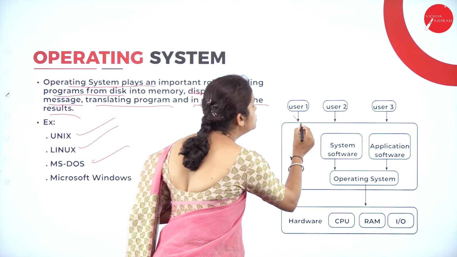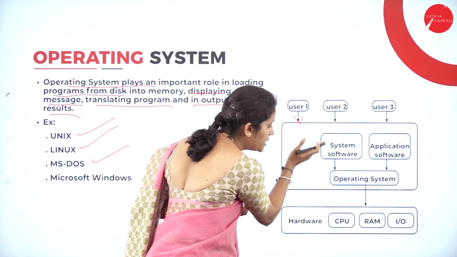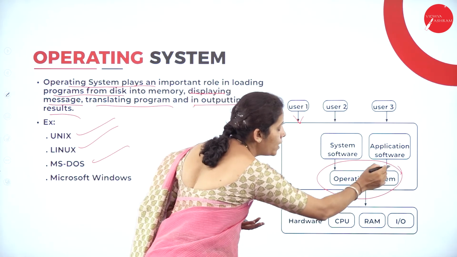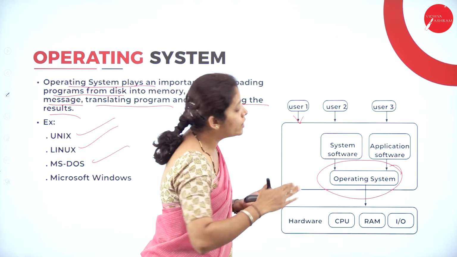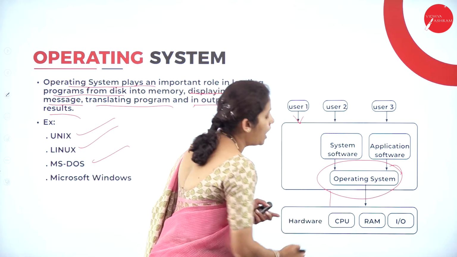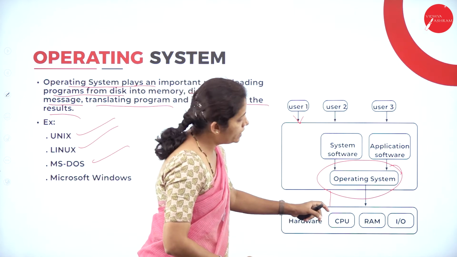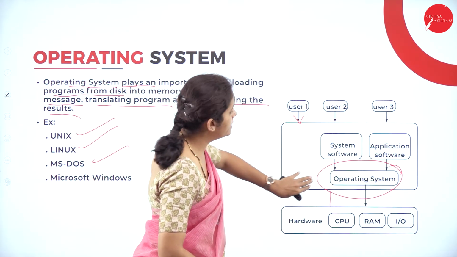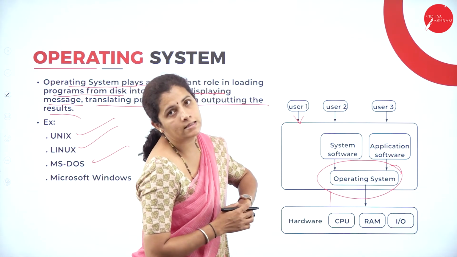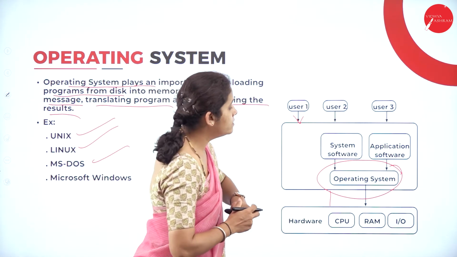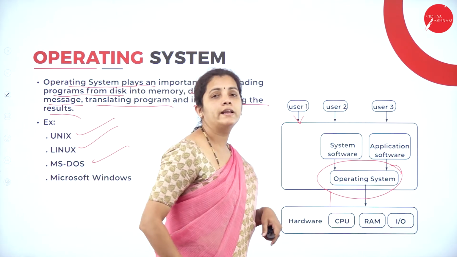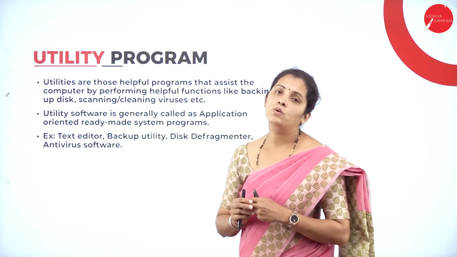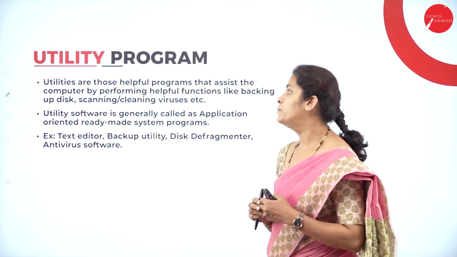So the user is going to communicate with the operating system. Here the operating system provides the mediator or interface between hardware, memory, and input output devices. That means the operating system acts as an intermediator for hardware and the computer user. Moving further, we are going to get utility program.